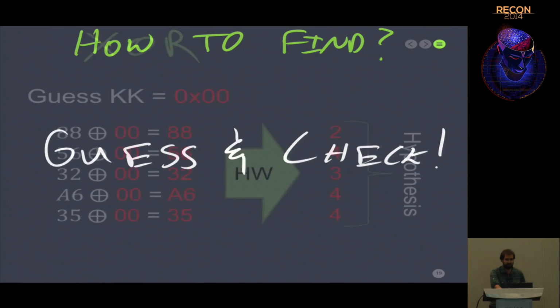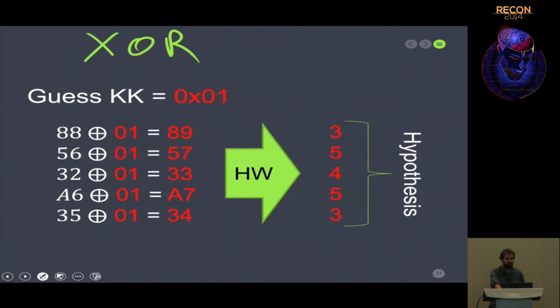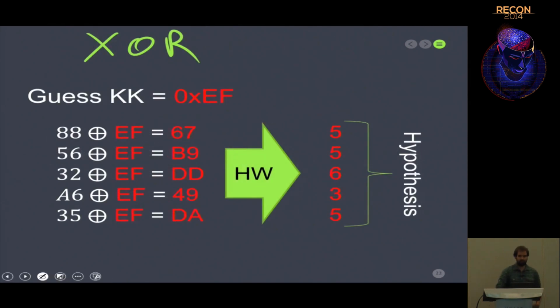And eventually you get to the point where you're guessing EF. So EF is the correct encryption key. And you say, hey, well, if it was EF, I would have expected 6-7 to be intermediate, which would have had a Hamming weight of 5, so my leakage would be 5. And this whole sequence now is actually agreeing with what the measured values were. So in real life, you can use something like correlation to correlate between the hypothetical value and the measured value.